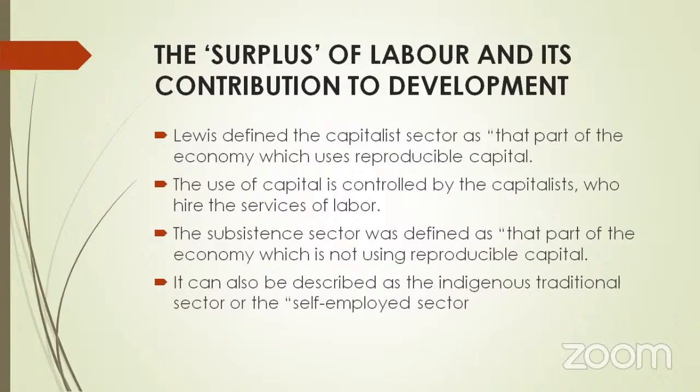Lewis defined the capitalist sector as that part of the economy which uses reproducible capital. What I was saying is that most of these economists came out of the capitalist model of things. They came out of the classical economic theory of supply and demand, and they refined those theories to suit their viewpoint of what was going on. The use of capital is controlled by capitalists who hire the services of labor. The subsistence sector was defined as that part of the economy which was not using reproducible capital, described as an indigenous traditional sector or self-employed. So they always categorize self-employment as a subsistence sector or a traditional sector.